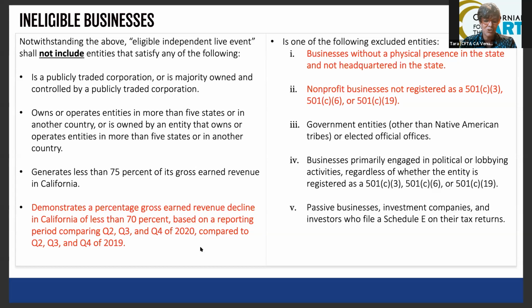That's generally not an issue if you're a nonprofit. You must demonstrate a gross earned revenue decline in California of more than 70% for your quarters 2, 3, and 4, comparing 2019 and 2020, otherwise you're ineligible. I apologize for that. And if your business does not have a physical address, it would not be an eligible business.